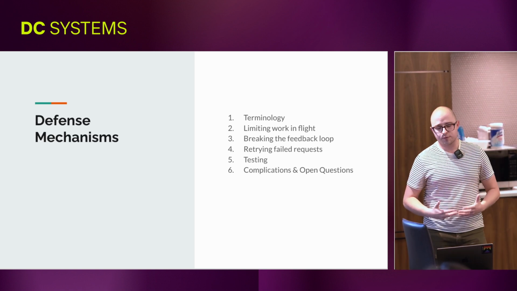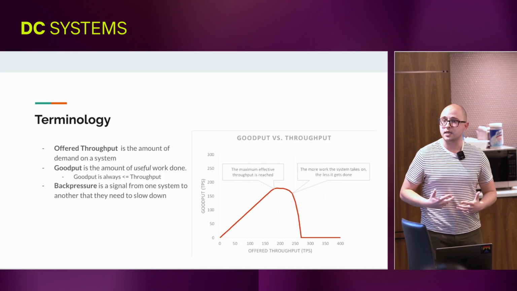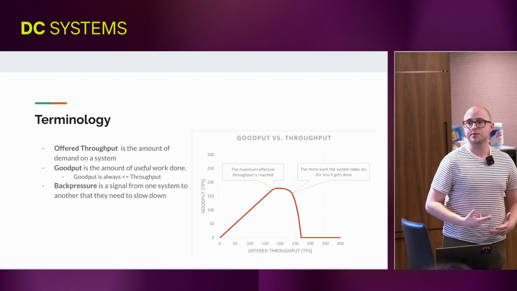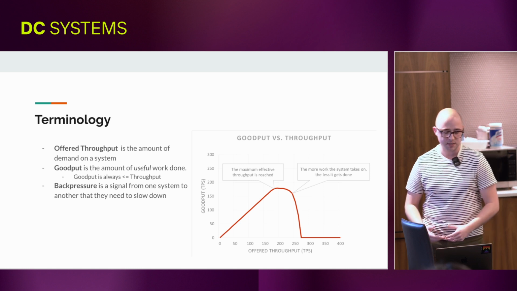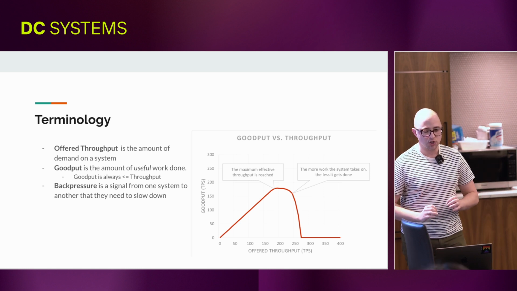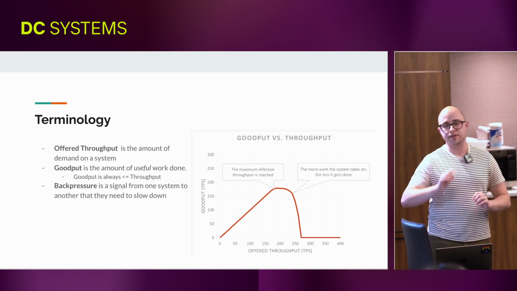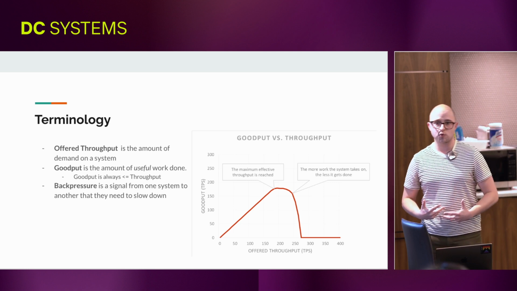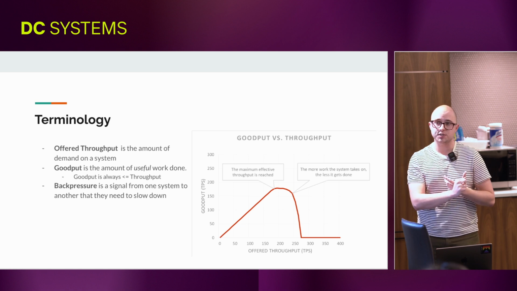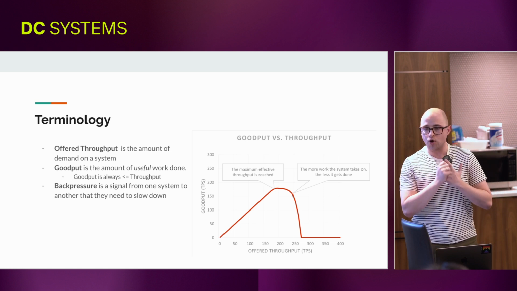So the offered throughput of a system is the amount of demand placed on it. That is the 105 queries per second earlier that are blasting that database. The goodput is the amount of actual useful work that gets done. And this is useful work not in terms of it's consuming resources, but useful work in that it successfully completes what you set out to do in, say, under your SLA.